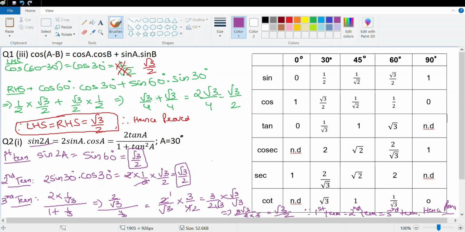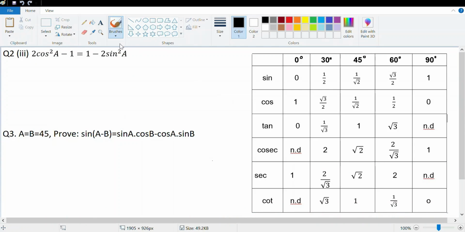The next question that we're doing is question number 2 part 3. It says 2 cos square A minus 1 is equal to 1 minus 2 sin square A. Let's look at the left hand side. Left hand side is 2 cos square 30 degree minus 1, which is equal to 2 times cos 30, the square of which is 3 upon 4. Root 3 upon 2 whole square is 3 upon 4, minus 1. So this is equal to 3 by 2 minus 1, which is equal to 1 by 2.